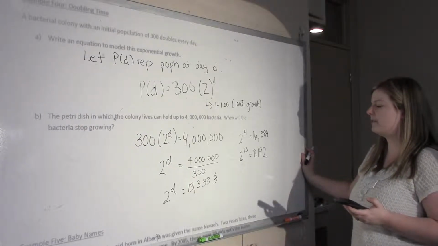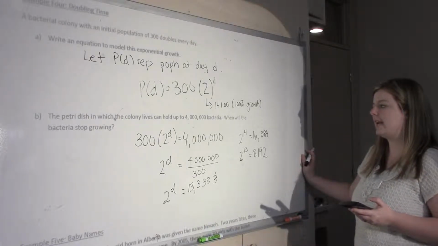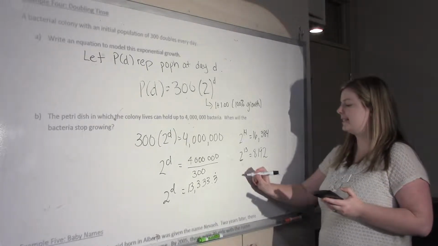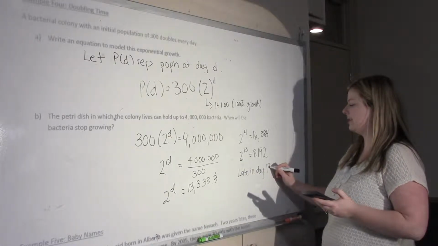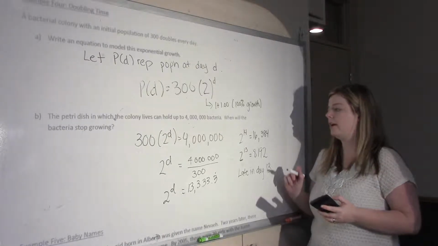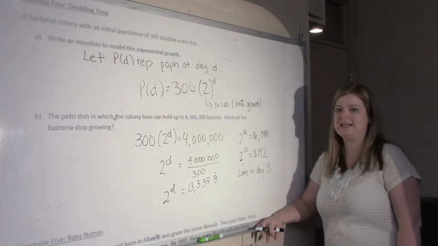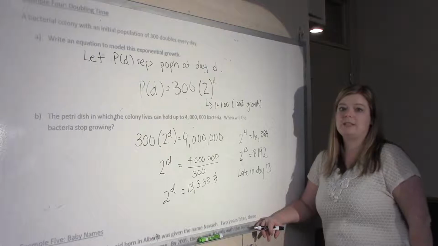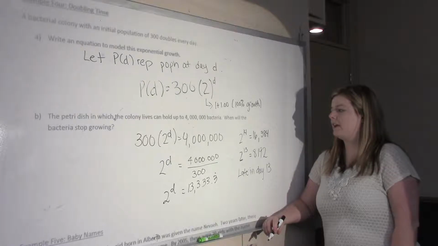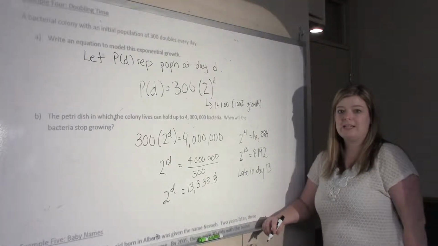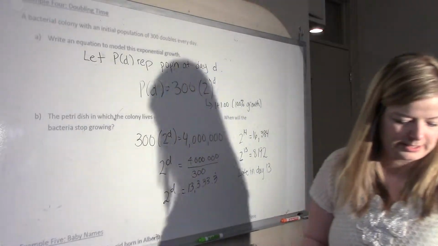D represents the number of days. So when will the bacteria stop growing? Well, if we want to say to the closest day, we can say late in day 13 the bacteria will stop growing. If we say after 14 days, that's not true, because it's gone up way too high after 14 days. So it's somewhere between the 13th and the 14th day. And if you say something like late in day 13, that shows me critical thinking, that it's closer to day 14 than day 13, but it's not quite at day 14 yet.